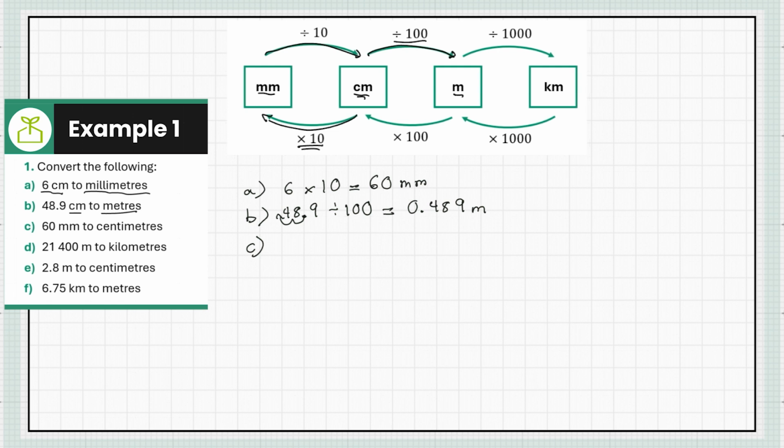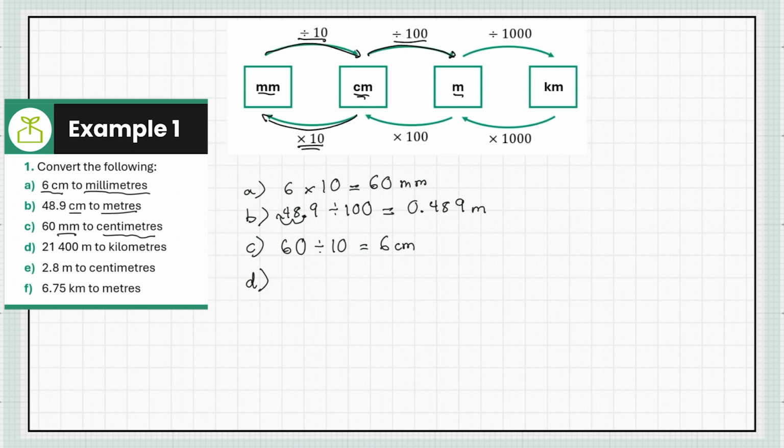Alright, if we look at C, we are going from millimeters to centimeters. Now we've started out with 60 millimeters, and to go from millimeters to centimeters, we need to divide by 10. So let's divide 60 by 10 and we'll get 6 centimeters.